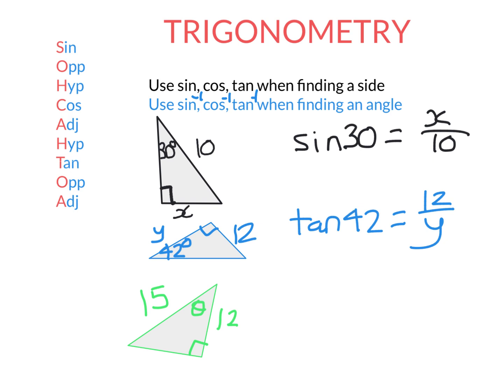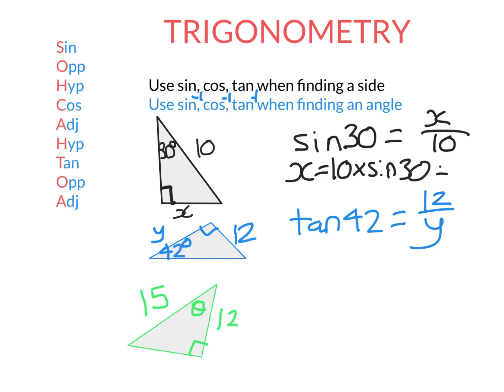So now I have to solve each of these equations, and this is why I decided to do them both at once, because I really want to highlight the difference between these two. The difference is here we have the thing we want to find on top, here the thing we want to find is on the bottom. When the thing you want to find is on top, you times. So I would put x equals 10 times sine 30 in my calculator.